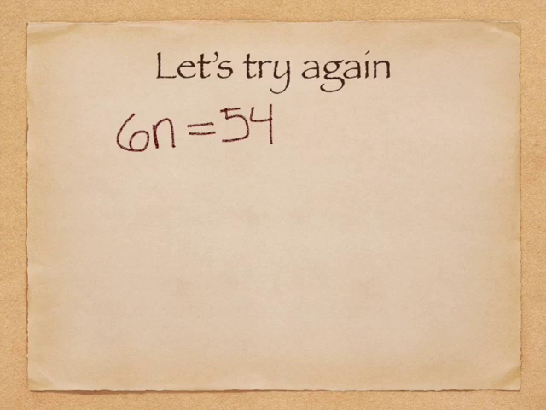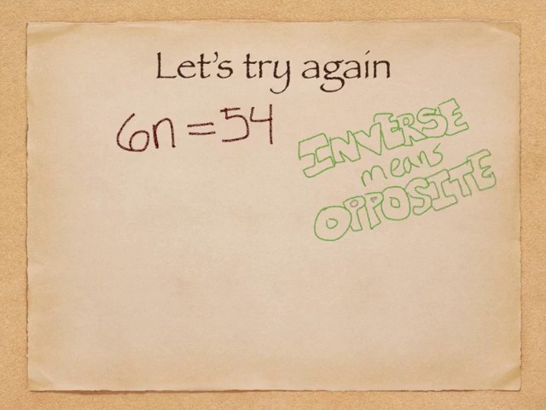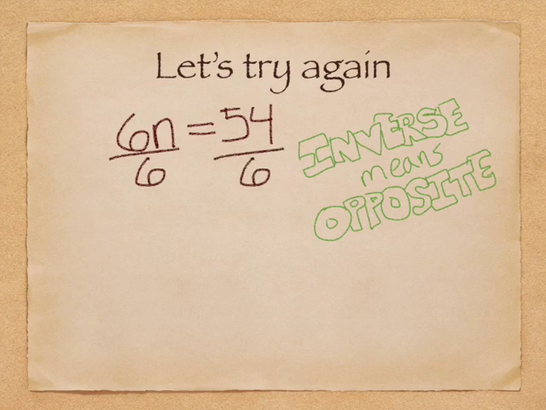6n equals 54. So 6 times what number equals 54? Well, we want to do the inverse operation. We want to do the opposite operation. The opposite of multiplication is division, so that's what we're going to do. We're going to divide by a number. What number are we going to divide? Well, we want to get rid of that 6. We want to turn that 6 into a 1. So we're going to just divide it by itself. We're going to divide 6 by 6, and whatever we do to one side, we have to do to the other side, so we're going to divide 54 by 6 as well.